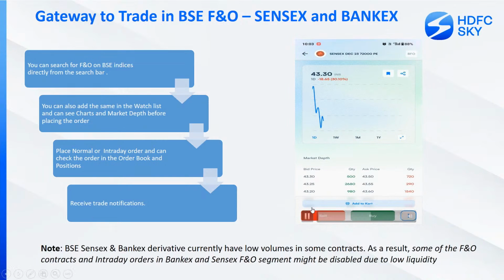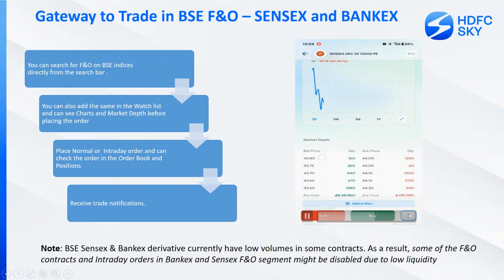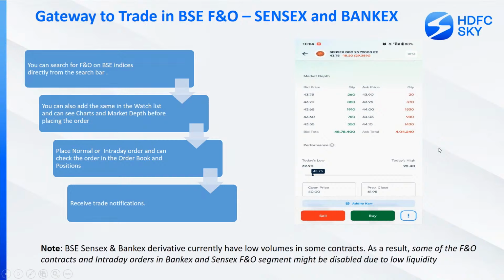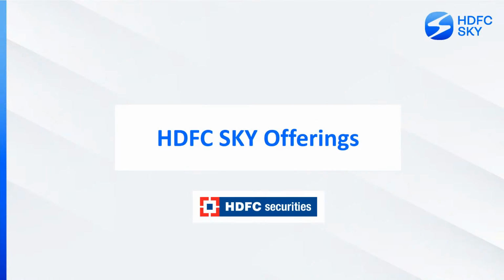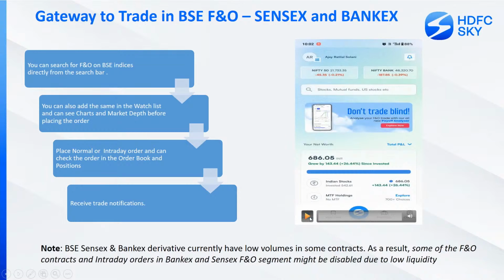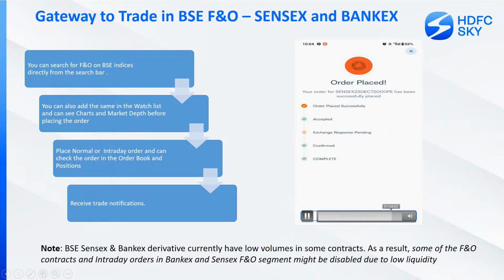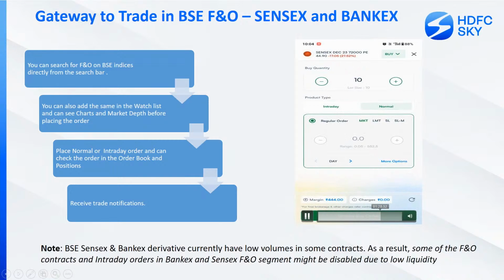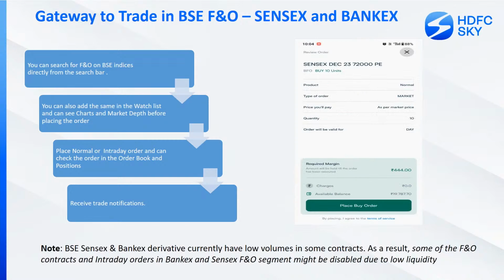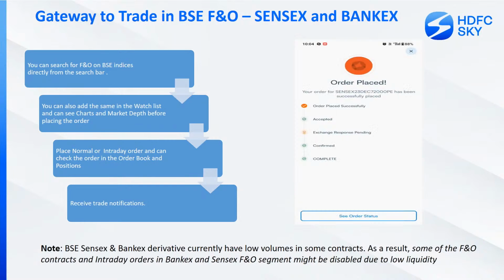If I want to buy this option, I need to click on buy. Once I click on buy, I will be redirected to the order panel. And I can trade in intraday, normal, market, or limit. If I place an order, I'll click on place order, and the order is placed successfully.